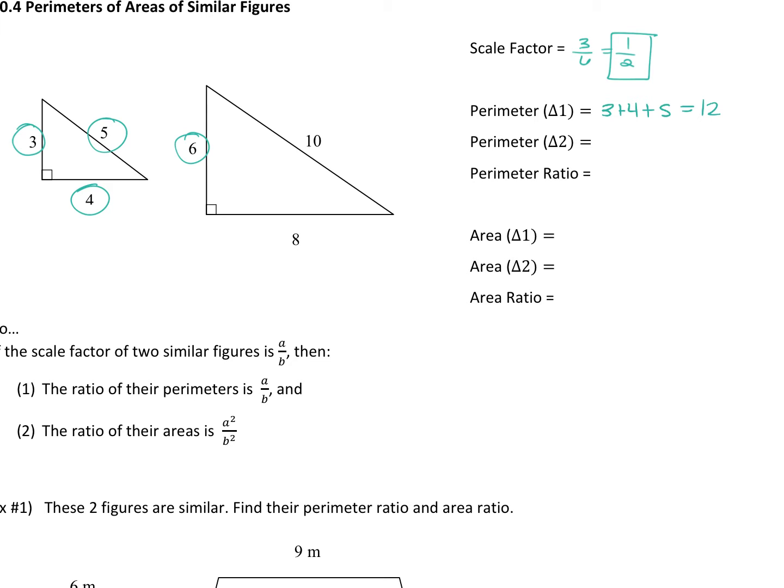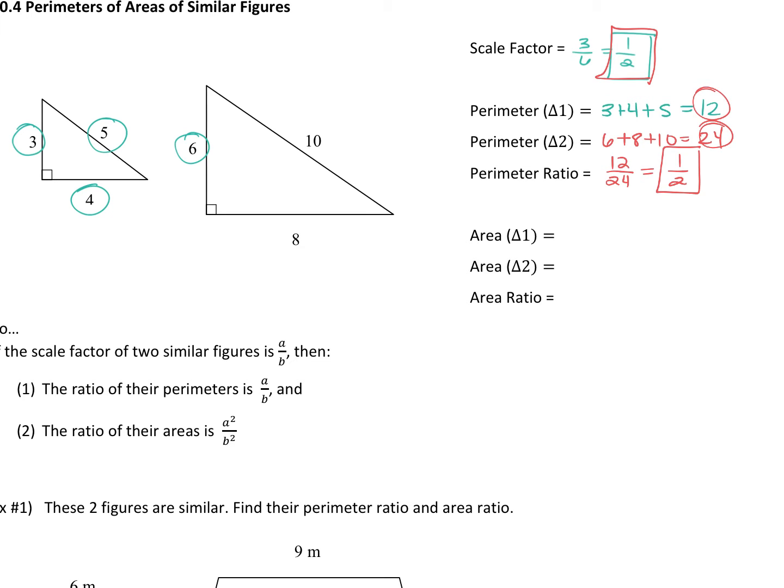The second triangle. Can you tell me that perimeter? 24. 6 plus 8 plus 10 is 24. Okay? So now let's check the ratio of their perimeters. 12 to 24 is what? 1 to 2. Oh, look at that. That was our scale factor.